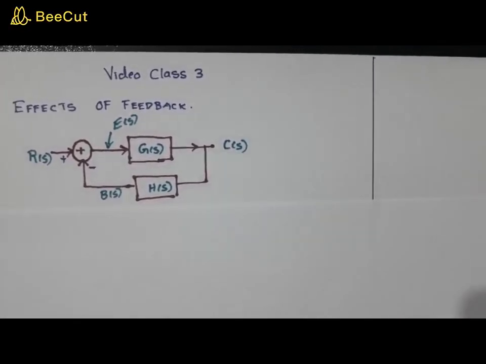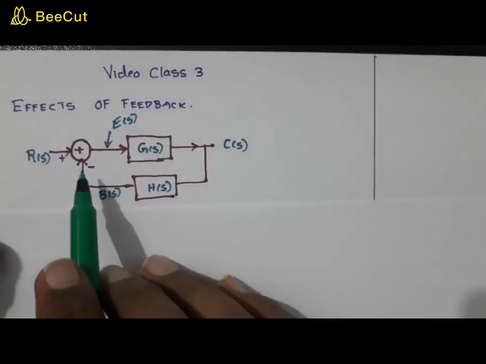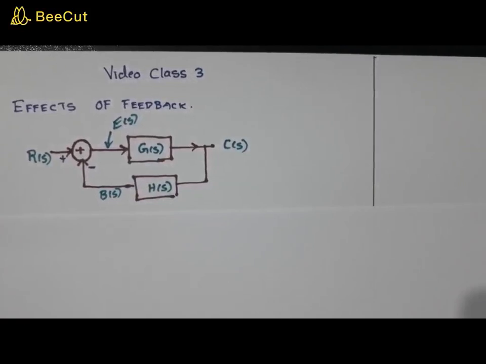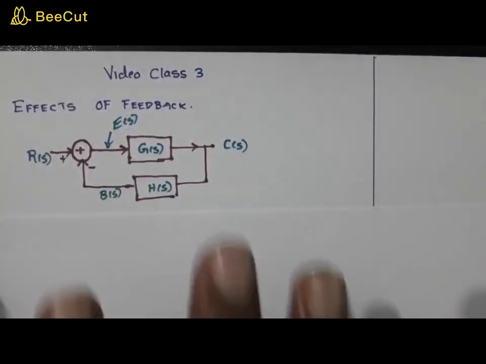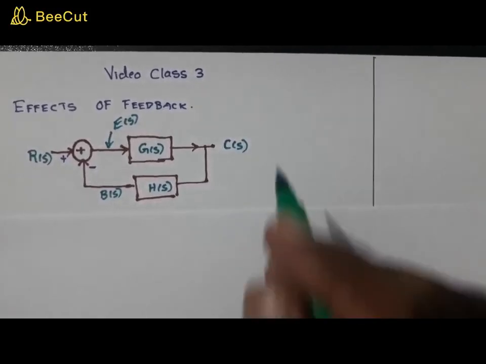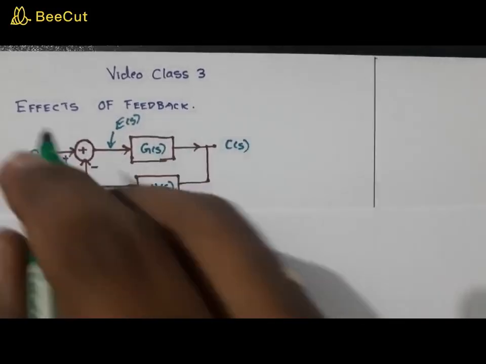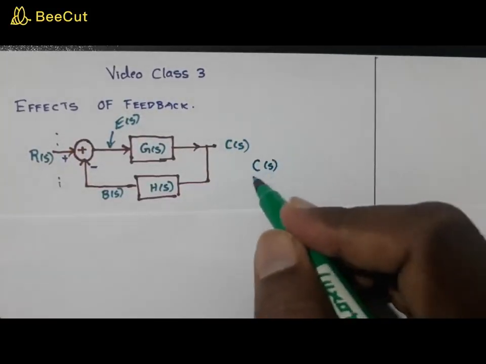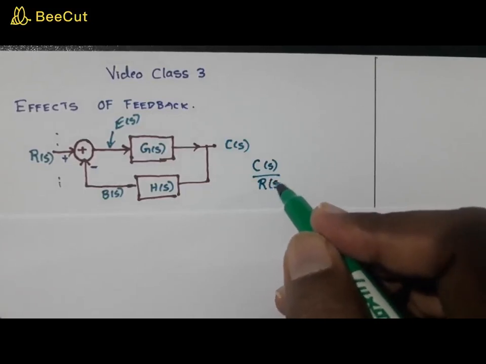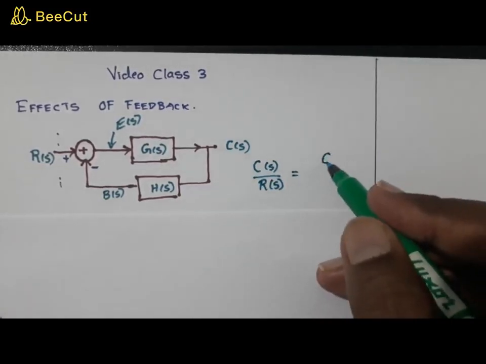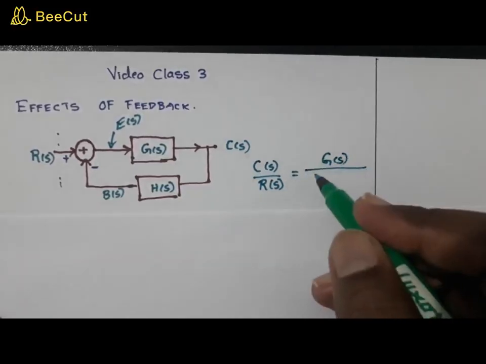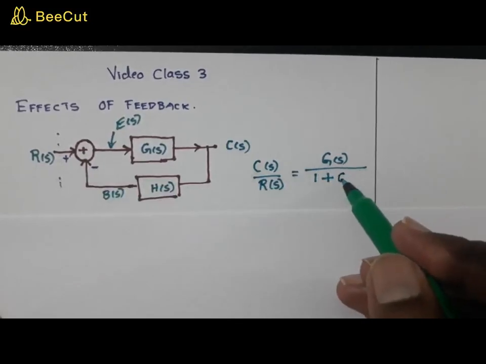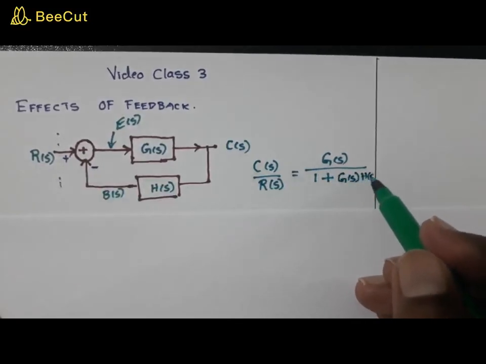Now this diagram is showing what type of feedback? This is a negative feedback system, and throughout the course we will be using this closed loop system, which is said to be the basic closed loop system. And what is a transfer function? A general transfer function can be considered as the output's Laplace transform to the input Laplace transform, that is C of S to R of S, given by G of S divided by 1 plus G of S H of S. Do remember, if it is a negative feedback, this will be 1 plus G of S H of S.